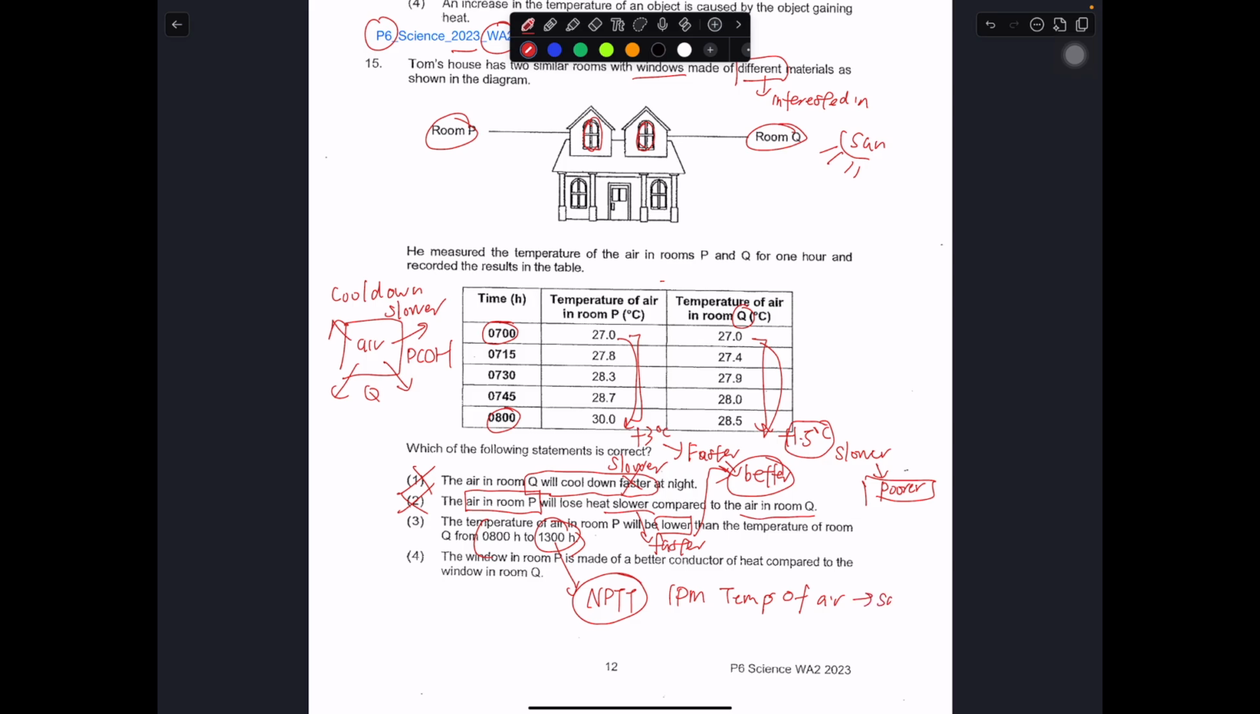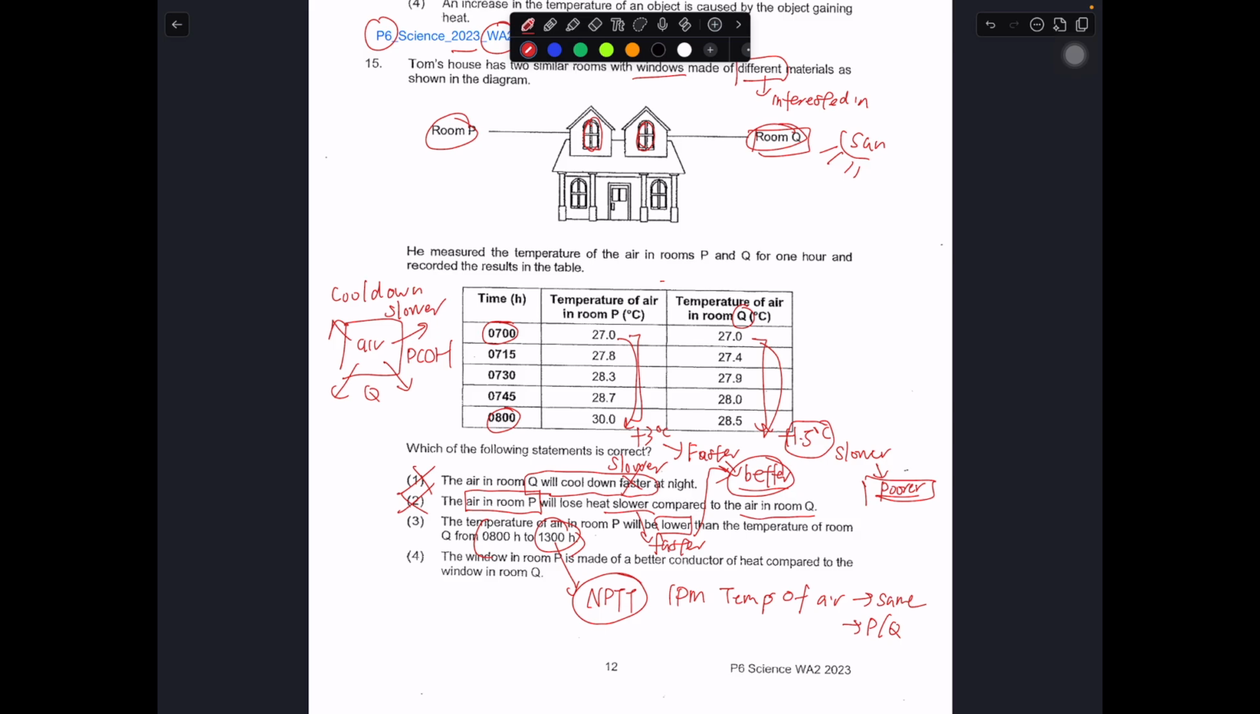Might be the same between P and Q, because they already gained heat until there is no longer any temperature difference between the air in the room and the surrounding. Therefore, the temperature might be the same, because even though they are made of different conductivity, if you give it enough time, the air inside the room will gain heat from the sun until they reach the same temperature. It's just that Q will take a longer time. If time is no longer a factor, they will eventually reach the same temperature.